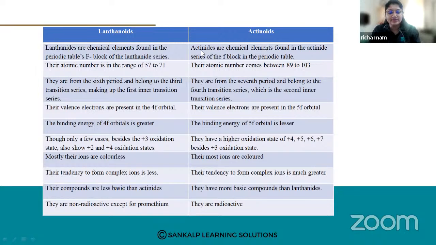So what you can see here is that lanthanoid ions are most commonly colorless, and actinoids are mostly colored. So remember this. Then, lanthanoids have less tendency to form complex ions. The formation of complex ions is a bit less compared to actinoids. Actinoids have a greater tendency to form complexes.